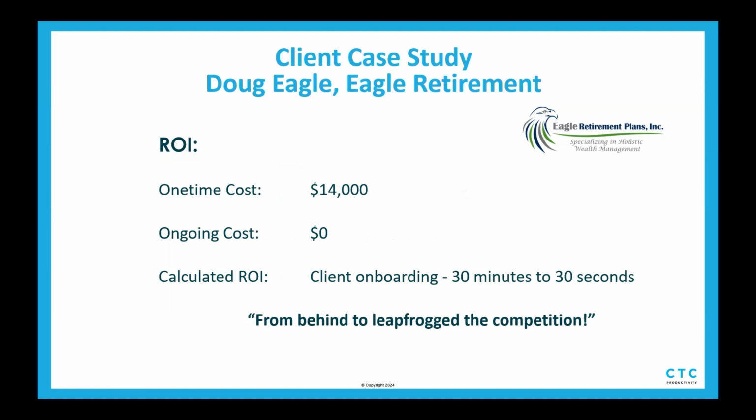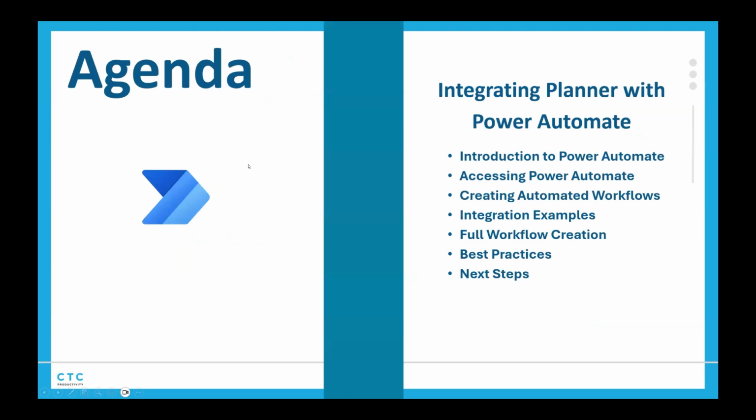We also like to calculate at least one very specific ROI. And so we looked at, and they said that the client onboarding went from 30 minutes to 30 seconds. That's a really good example of just one function within a business being streamlined and the benefits you gain from that. The quote at the bottom is from Doug. He said he feels like they went from being behind to leapfrogging the competition. So awesome, awesome work there.